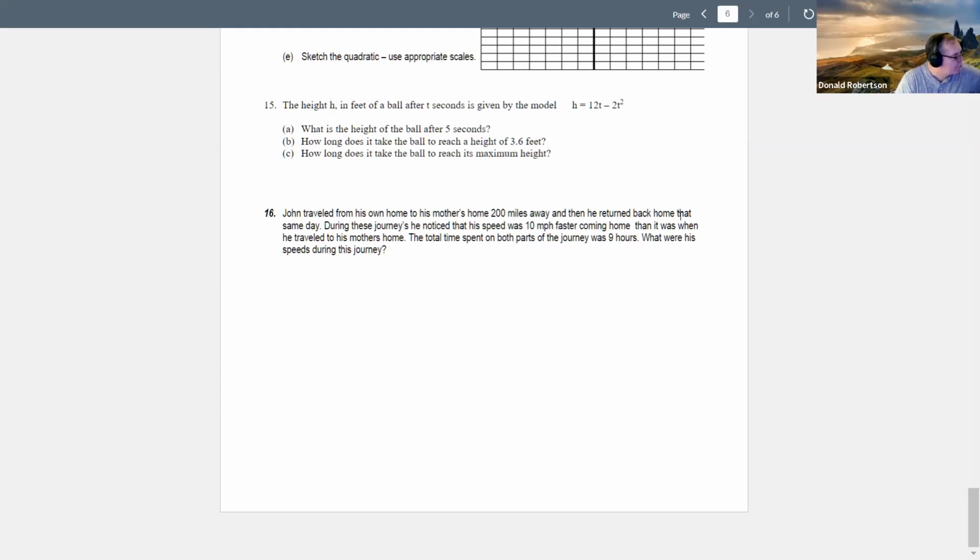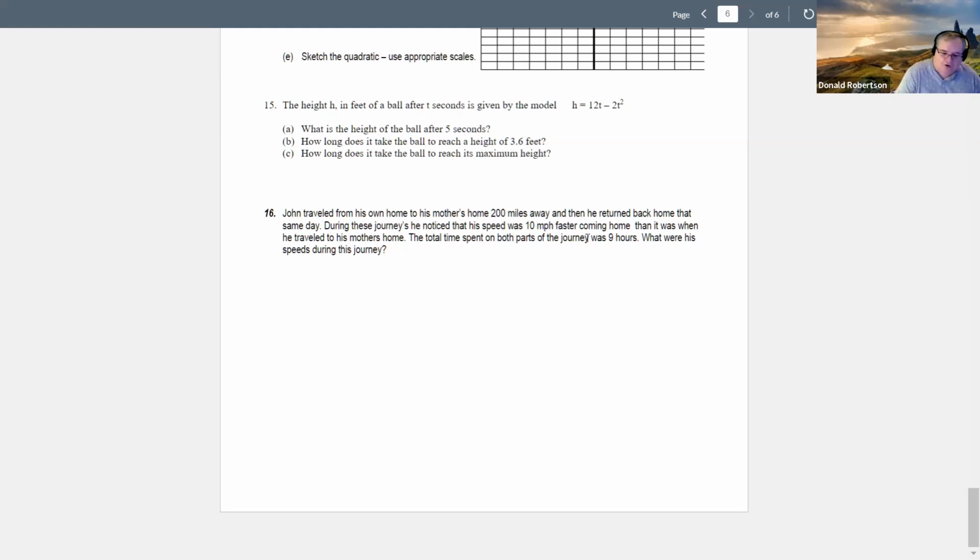He then returns back home the same day. During these journeys, he's noticed that his speed was 10 miles per hour faster coming home, right? So I'm going to do his speed from John's to his mum, and I'm going to call that X. And then I'm writing down the speed from his mum's house back to where John lives, and he's 10 miles an hour faster. I'm going to call that X add 10. And the last thing I'm going to write down is that the total time of the journey lasted 9 hours.